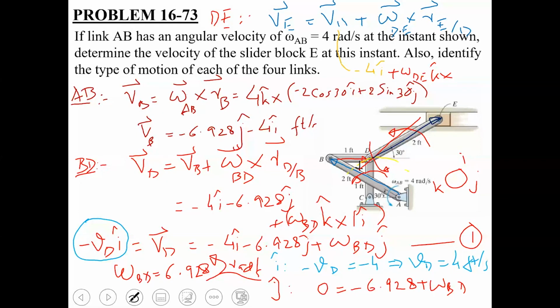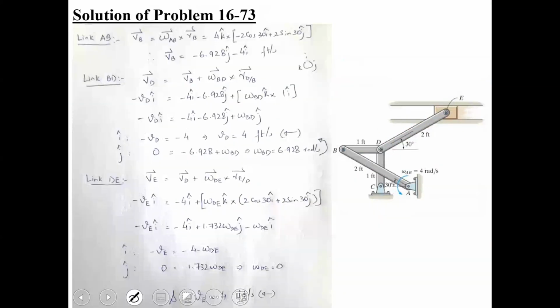So 2 cos 30 i plus 2 sin 30 j. Both will be positive because it lies in the first quadrant. Let us take a look at the solution, that page was complete. So we are considering this link ED and we have written the relative velocity equation taking point D as our base point. So VD is -4i.